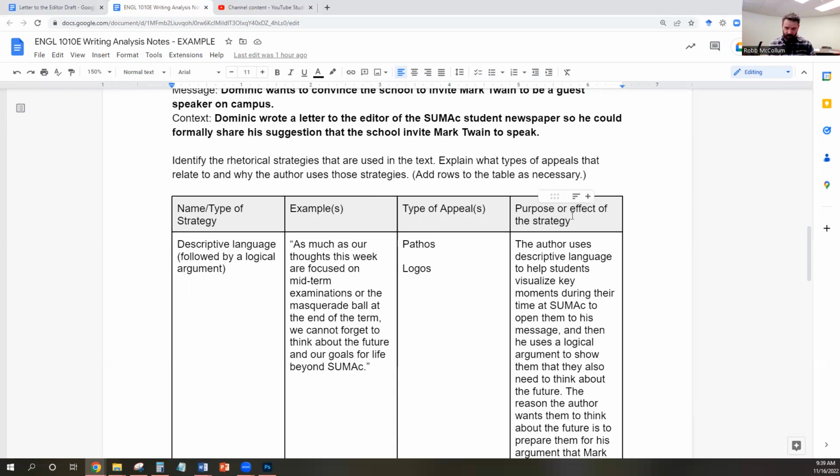Then try to describe what the effect on the audience is. Why is the author using that strategy? And how does it connect to their overall purpose? So I already have one here.